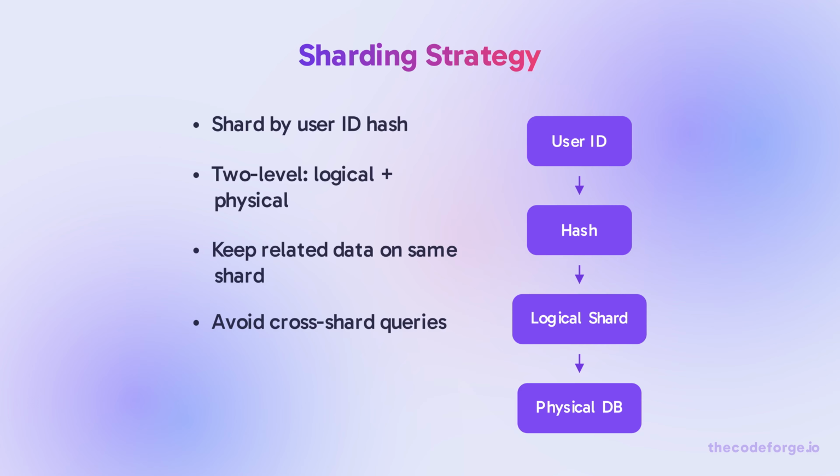User data needs to be sharded across databases. The naive approach is modulo n, but that breaks with hot users. Instagram uses two-level sharding, first by user ID hash, then by logical shards per physical database. This allows resharding without downtime. Always keep a user's posts on the same shard as their profile to avoid joins.